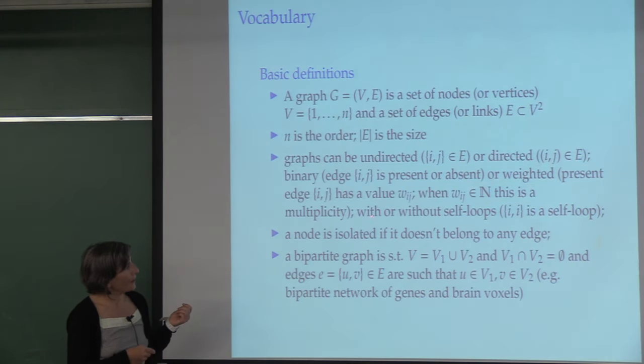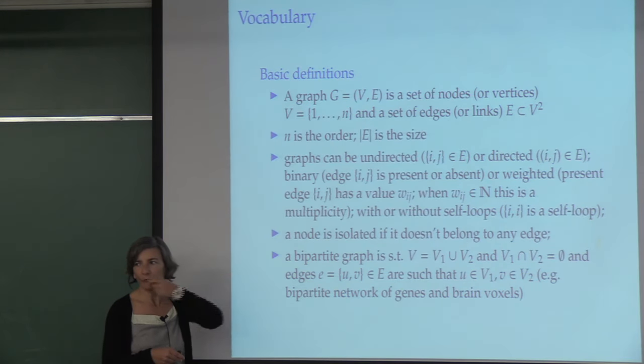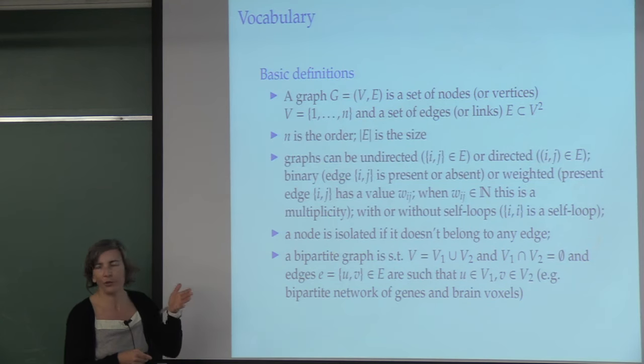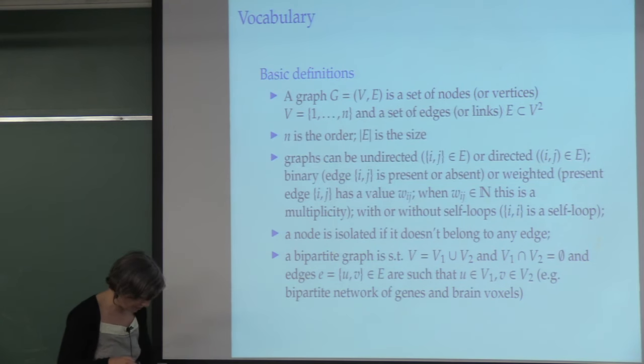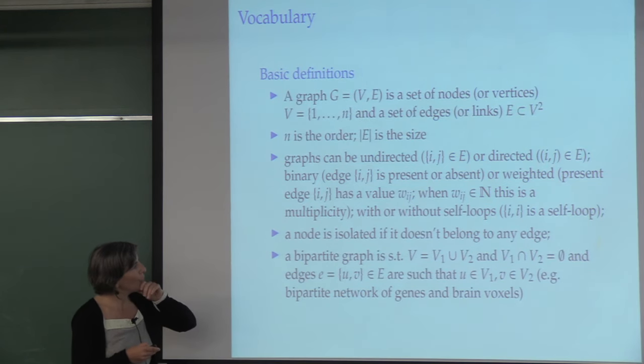And last thing, it can be with or without self-loops. So what is a self-loop? It's just an interaction from a node to itself. Okay? And for instance, in trophic networks, you have species that eat individuals of the same species. So that's a loop or self-loop, okay? And sometimes you avoid the self-loops because they don't describe something interesting in your data set. Sometimes you want to have this.